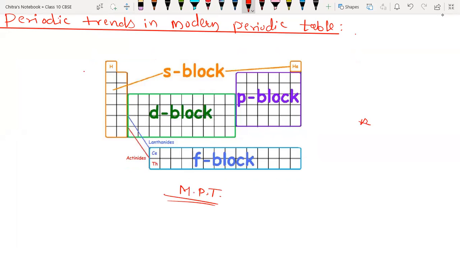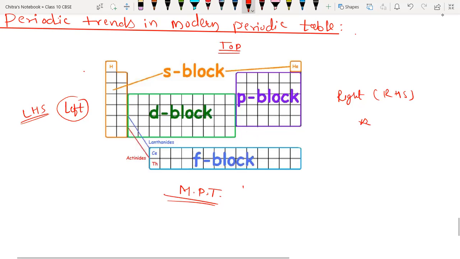This is the left side of the modern periodic table, so I am writing here left, or left hand side, LHS. And this side is the right hand side, so I am writing here right, or RHS. This is the top of the modern periodic table, and here we have the bottom. Okay, everyone understood that?